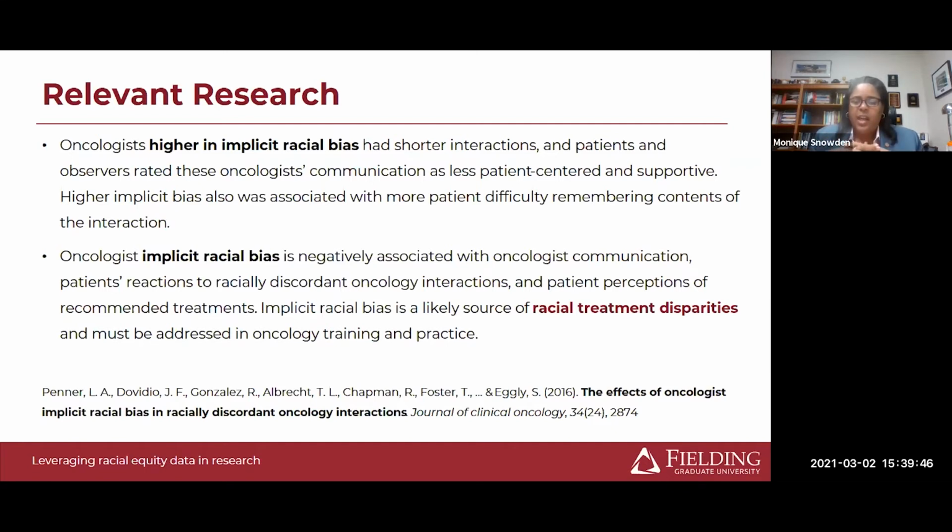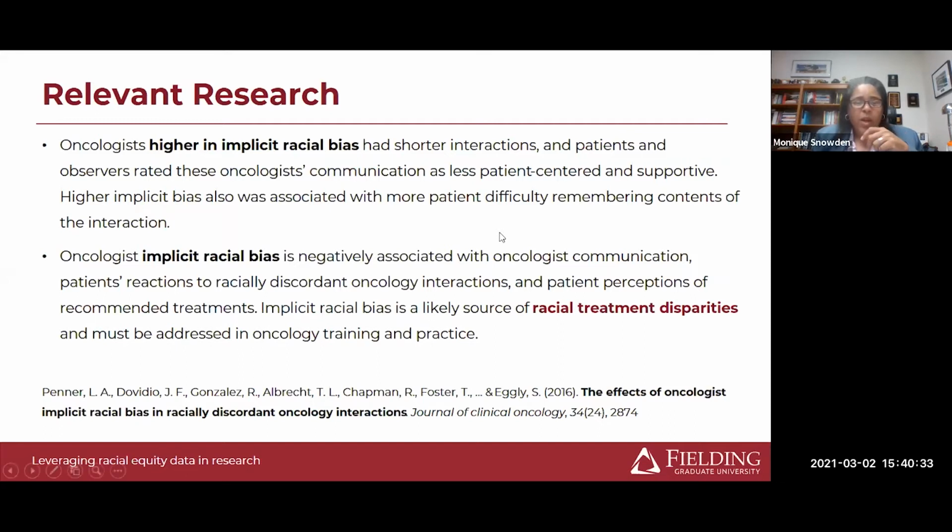So this particular study here is the effects of oncologists' implicit racial bias and racially discordant oncology interactions, specifically talking about communication and the role that communication plays in how people feel relative to these interactions, and what may end up translating into racial treatment disparities. So I don't know if anybody would like to speak to this. I know oncology as an area, I don't know if we have some folks in here who might have some experience with oncology, so I want to give you the opportunity, either raise your hand or put in the chat if there's anything you want to share about this.